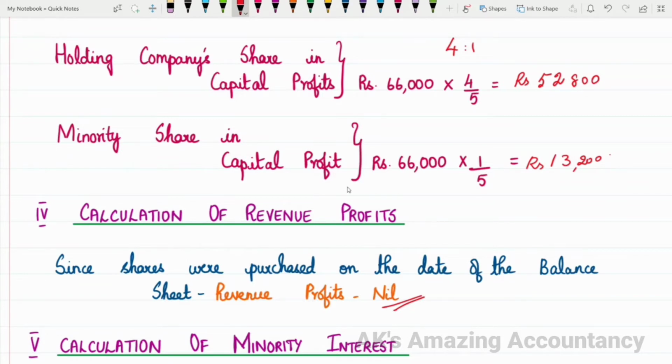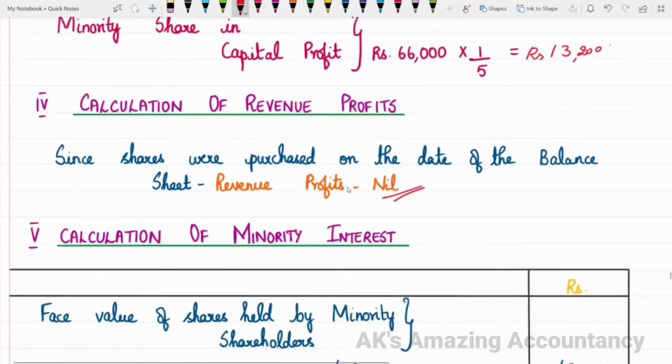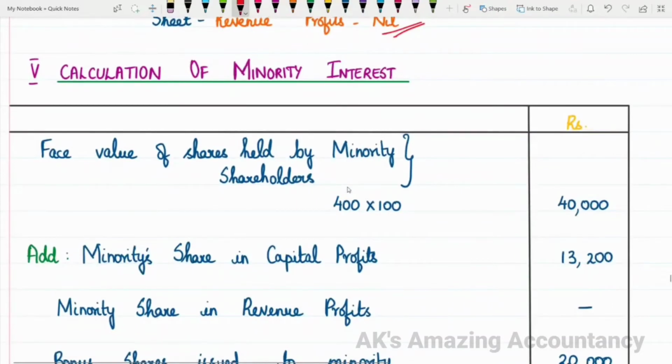Okay. Now, let us proceed with the calculation of minority interest. You all know what is the procedure involved in calculating the minority interest. I've already done 5 videos earlier relating to this chapter, and in all those videos, we have the calculation of minority interest. You can refer to those videos also. So, for the purpose of calculating minority interest, first we have to take the face value of the shares held by minority shareholders. Out of 2,000 shares of the subsidiary company, that is B Limited, we already saw that 1,600 shares were acquired by the holding company.